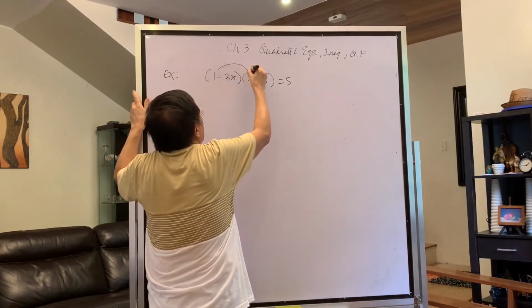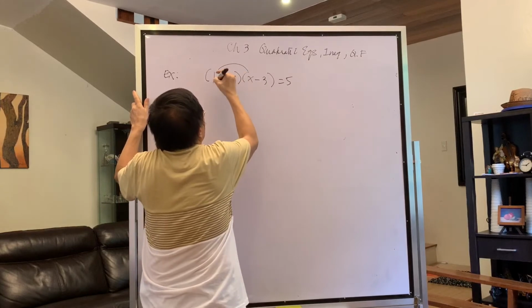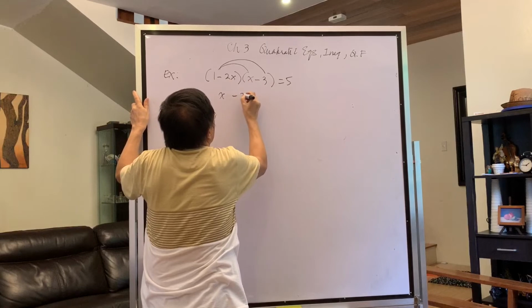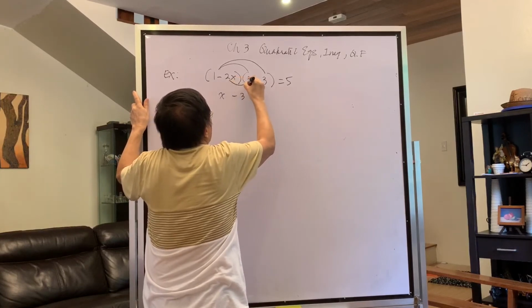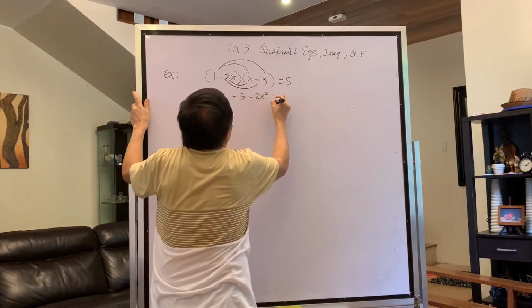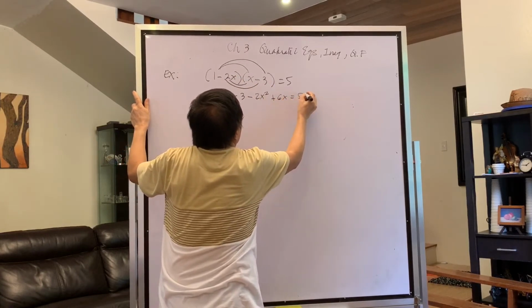You can do distributive multiplication. 1 times x is x. And this one here, 1 times negative 3 is negative 3. And below, I will have here minus 2x squared. And this one is plus 6x equals 5.